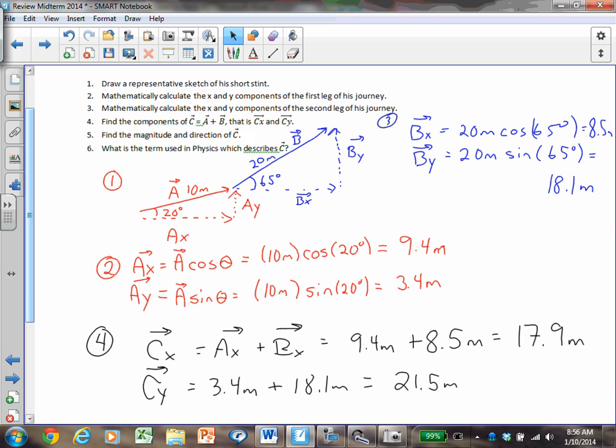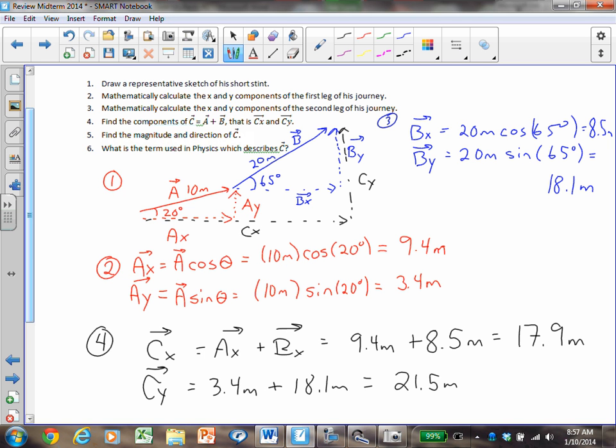Okay. Part 5 says find the magnitude and direction of C. Well, Cx is this, right? When you add Ax plus Bx. And if I was to draw Cy on there, it's that. So if this is Cx and that's Cy, what's C going to look like? Like that, right? Put that on in purple, like so. So there's our C.